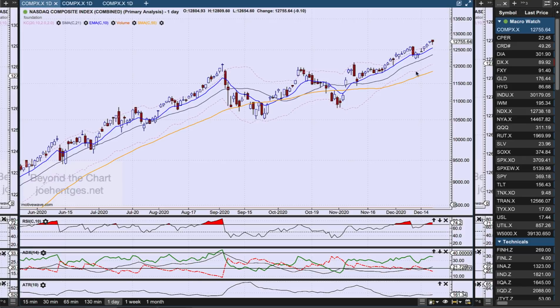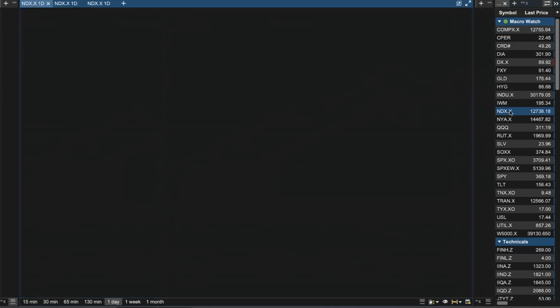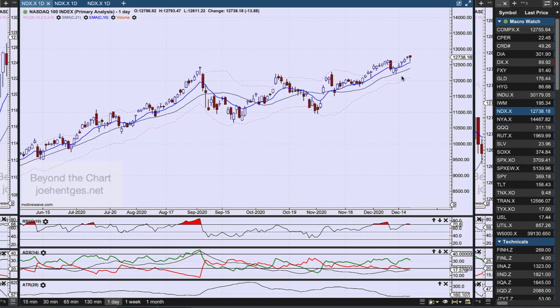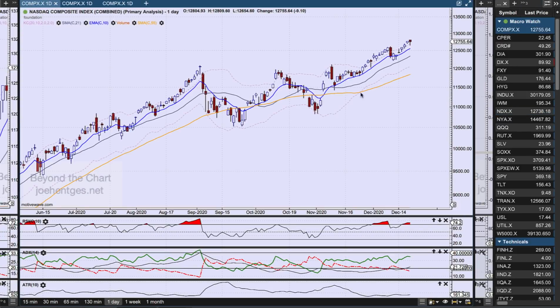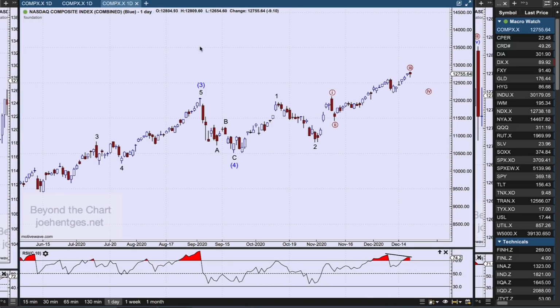And it doesn't matter whether you look at the Nasdaq composite or the Nasdaq 100 index. They look almost identical. I focus on the Nasdaq composite because it's the one that gets broadcast on the TV and the news shows the most. And since they're so similar, that's what I'm focusing on. So let's take a look at the Elliott Wave picture in here.